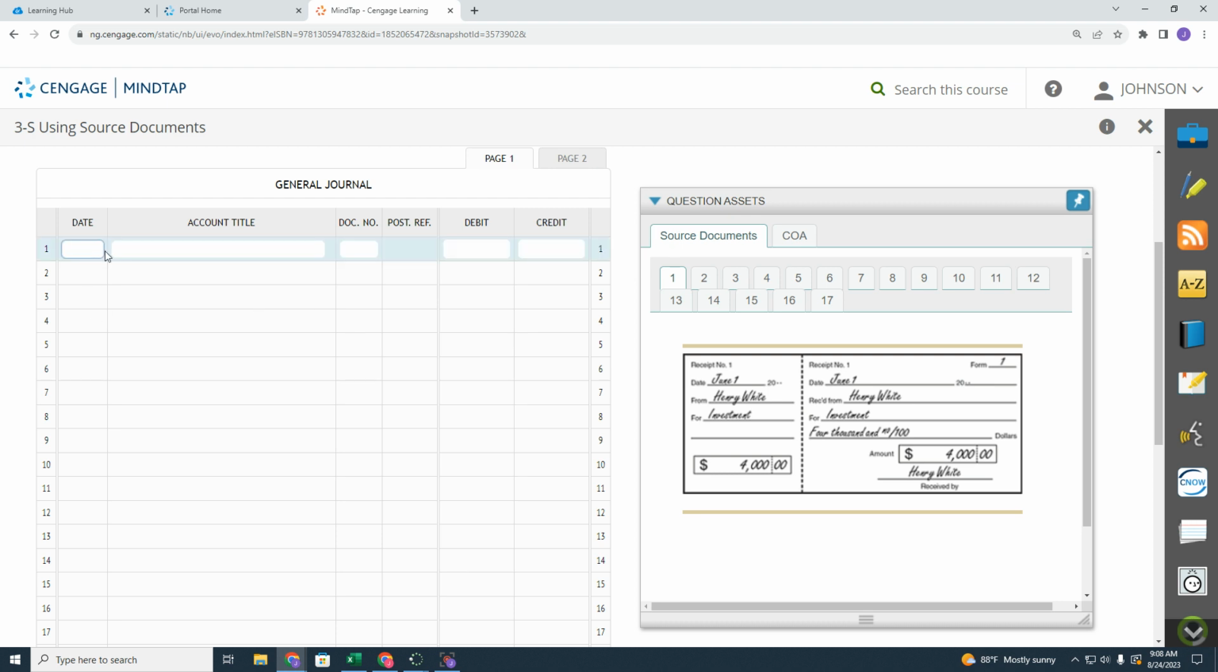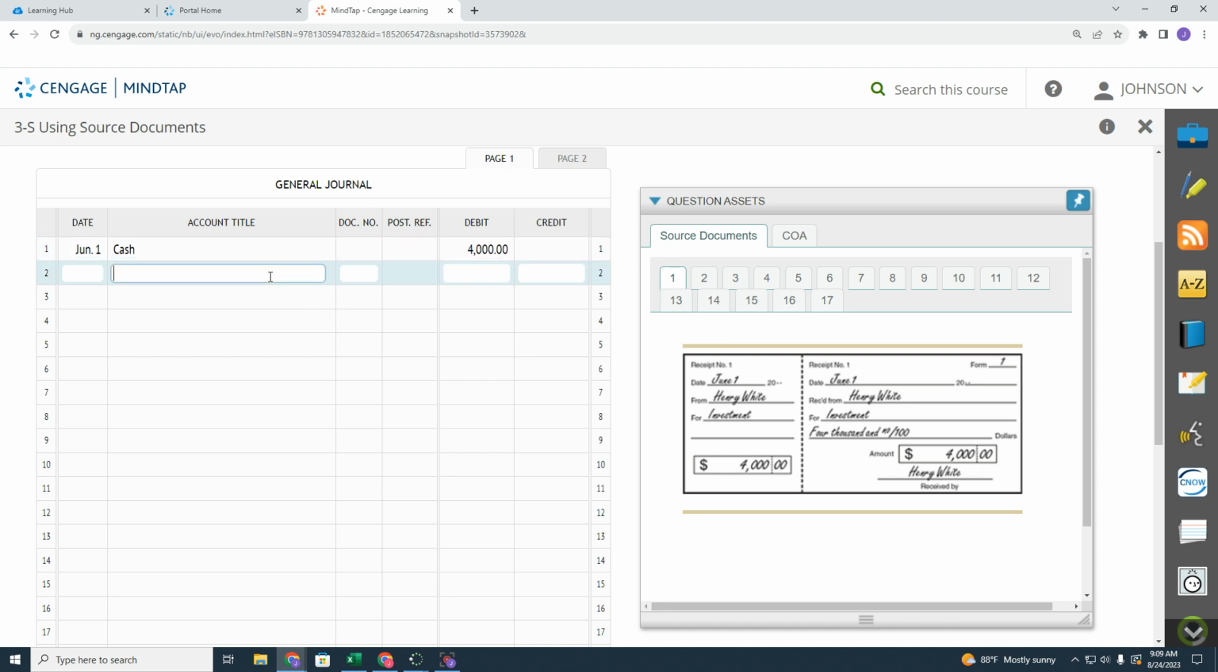So the first step is to put the date, which is June the 1st. And since this is the first entry on the page of this general journal, I'm going to put June 1. I'm going to put the month as well. So anytime you start a new page, you want to be sure that you put the month. But as long as it's already on the page, you can just put the date. And so I received cash from Henry White. So cash is going to be the account that's being debited and is increasing by $4,000.